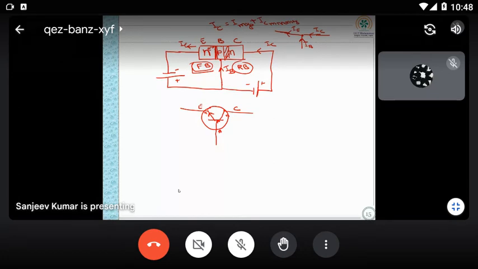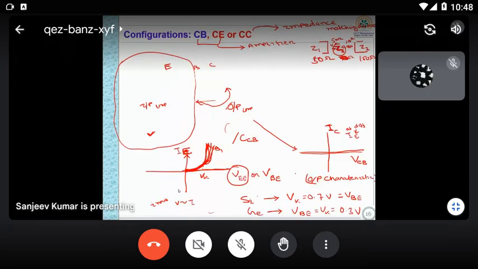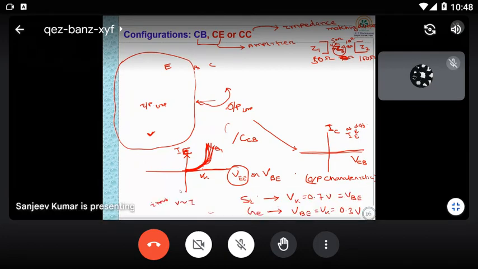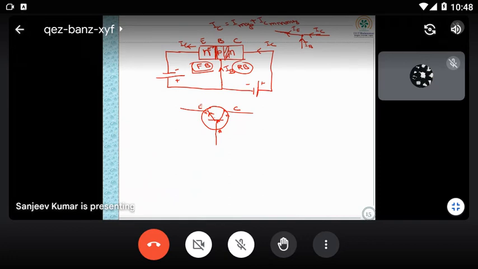So this is about construction type. Now we'll go for configuration wise. Transistors have three types of configuration. Already you have seen how many terminals are there in a transistor: three terminals. So emitter, collector, base. In this configuration you can see base is common to emitter and collector. So based upon that, we have common base, common emitter and common collector.